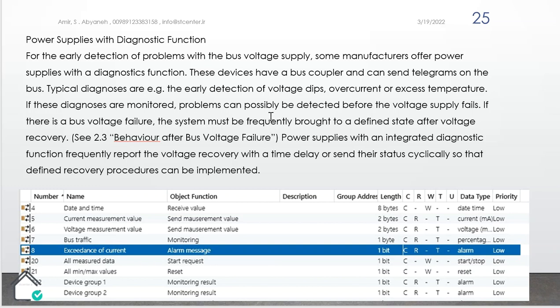If there is a bus voltage failure, the system must frequently be brought to a defined state after voltage recovery. Power supplies with an integrated diagnostic function frequently report a voltage recovery with a time delay and send their status cyclically so that a defined recovery procedure can be implemented.